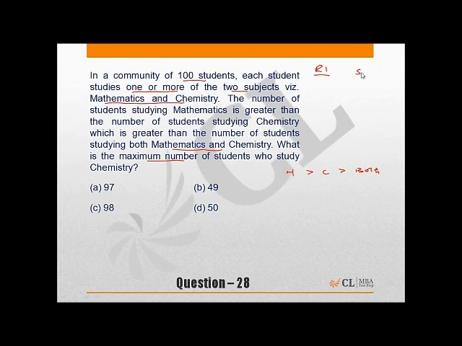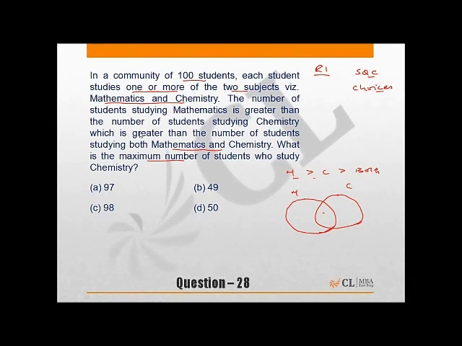Round 1, Venn diagram. This is a simple question of Venn diagram, hence round 1. Also, I will be using my smart quant cracker techniques here, which means I will be using the choices. I will draw this figure. This is maths, this is chemistry, and this is the common area. Maths has to be greater than chemistry, and chemistry has to be greater than this common area of both.